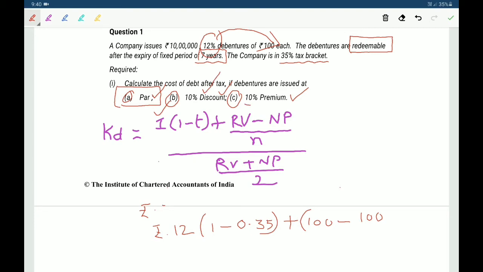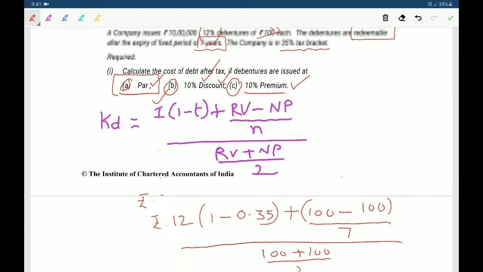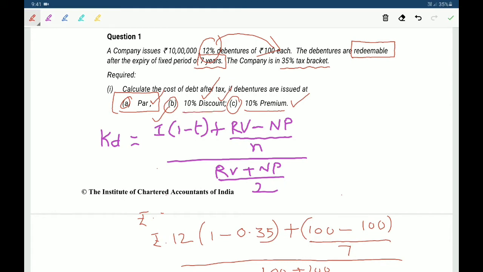In case of premium, how much? 10% premium, that means 100 plus 10, 110 is the premium. So now issued at par, that's why 100 rupees, by how many years? 7 years, by redemption value plus net proceeds, 100 rupees, by 2. Now we get the answer. If we issue at 10% discount, only the net proceeds change. The remaining is the same.